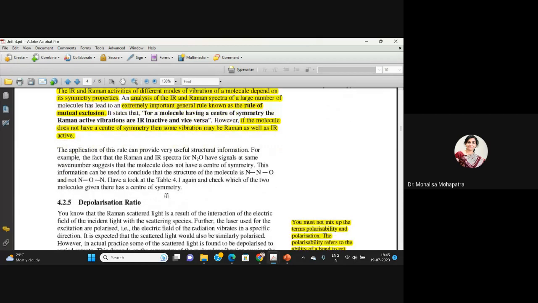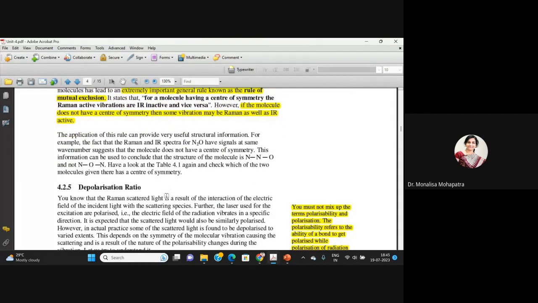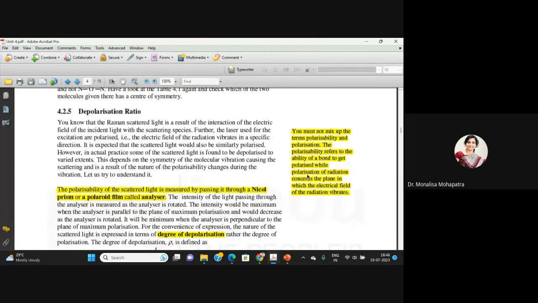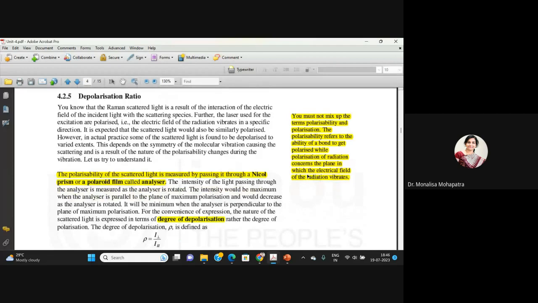That is not in our context, so I am not going to that part. The polarizability of a molecule and polarization: you may get confused with these words, polarization and polarizability.